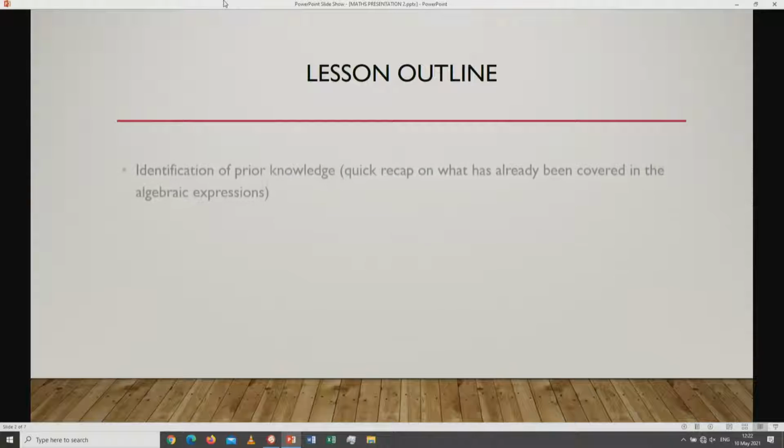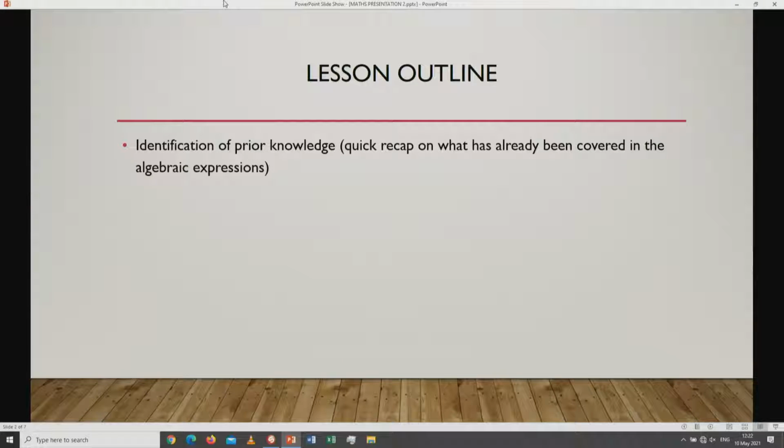Now, my lesson outline is as follows, guys. First thing, we are going to identify prior knowledge, a quick recap on what has already been covered in the algebraic expressions, so that we can link the two and you understand where we are going. And then we are going to talk about algebraic equations. We are going to explain what an equation is, since I believe, guys, it is still new to us in grade 7.